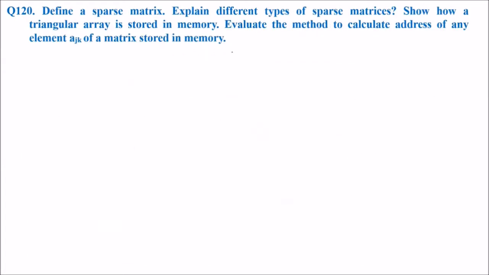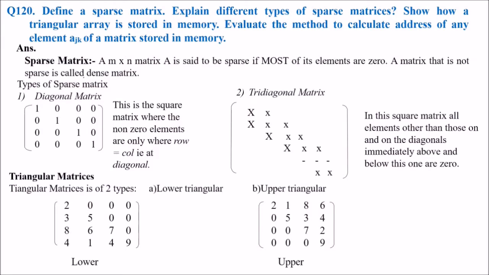Define a sparse matrix. Explain different types of sparse matrix. Show how a triangular array is stored in memory, and evaluate the method to calculate the address of any element ajk of a matrix stored in memory. So sparse matrix, as we have seen, is one where most of the contents are 0. An m by n matrix A is said to be sparse if most of the elements are 0. A matrix that is not sparse is called a dense matrix.